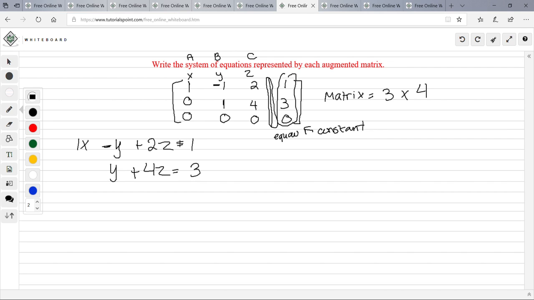So this is our system of equations from our augmented matrix. Not too hard for right now, right?